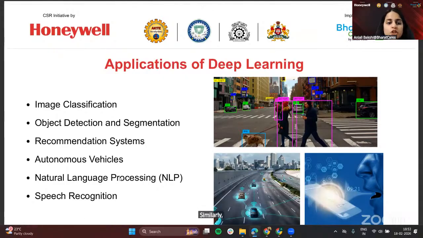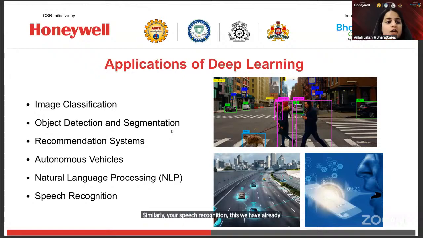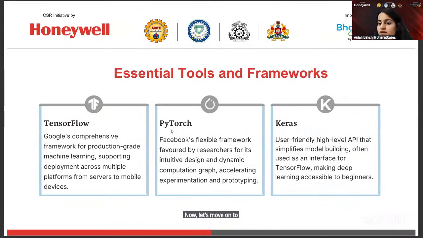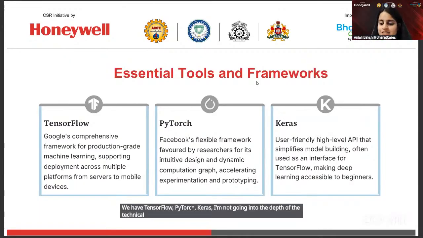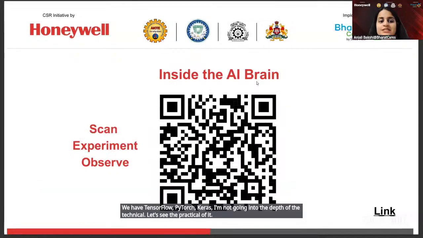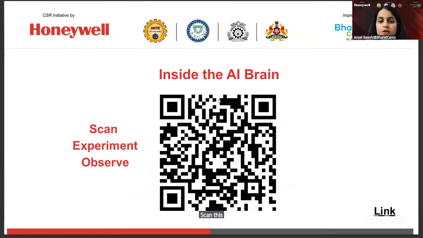Similarly, speech recognition, this we have already discussed. Now let's move on to the tools and frameworks. We have TensorFlow, PyTorch, Keras. I'm not going into the technical depth. Let's see the practical of it. Scan this. We will see the practical of it, that is, how our neurons or machines at the back end are working.